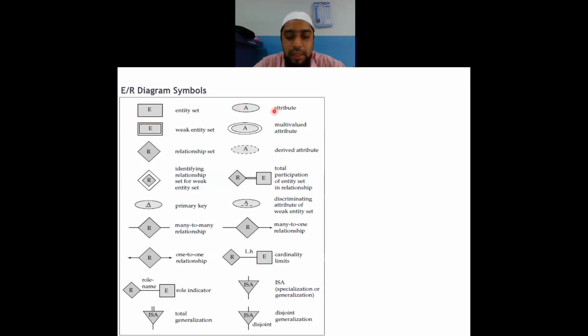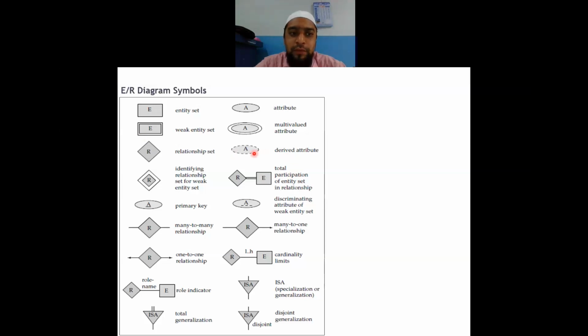Same way, there may be an attribute which has multiple values. For example, nowadays you have two SIMs in your mobile. You have two phone numbers. Those are for one single person only. So instead of having two separate attributes for number one and number two, I'll just say multi-valued attribute. So I'll show that phone number with a double ellipse. A normal relationship is depicted using a rhombus or a diamond sign.